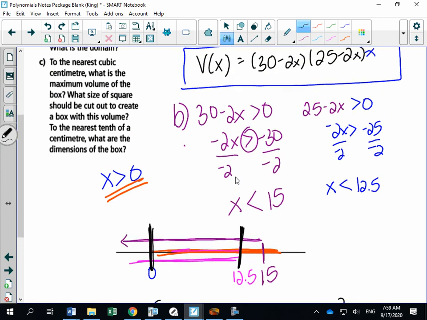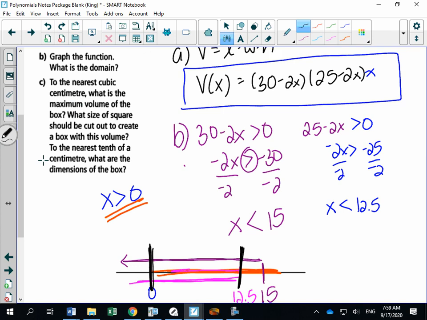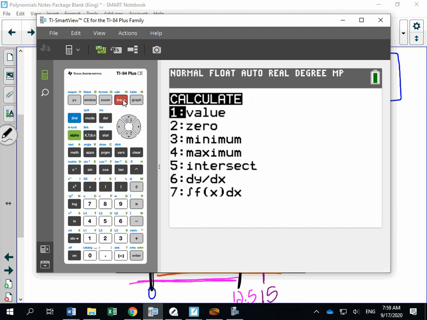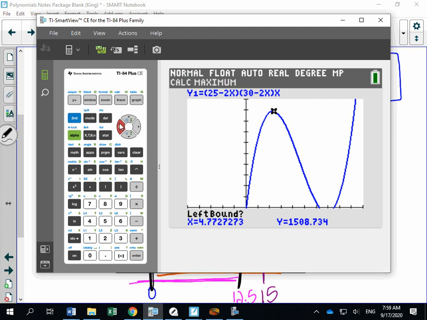To get C now, it says to the nearest cubic centimeter, what is the maximum volume of your box? Okay, so what we have to do, they want the maximum volume. You need to go to your graph for that. From 2-1, this is a maximum. So we need to calculate this on our calculators. Second function, calculate. We're looking for number 4, which is a maximum. And you're going to go close to where your maximum is, and then you're going to go left of your maximum and hit enter. Go right of your maximum and hit enter. And then when it says yes, you hit enter again.